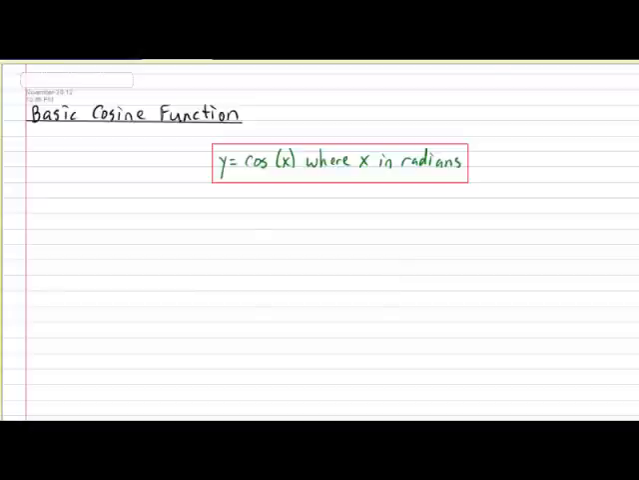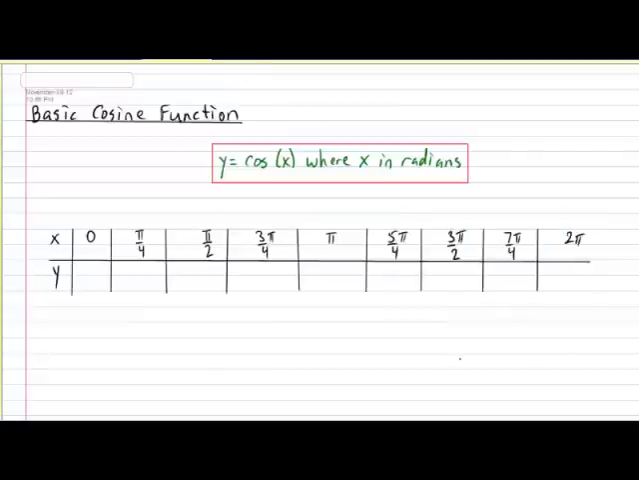As with any new function, I would like to take a look at some possible coordinates by first building a table of values. So please take a moment to prepare the following table of values with the given independent variables. Go ahead, pause the video, and prepare it now. With your table ready to go, let's determine the y values for each of these given x values.